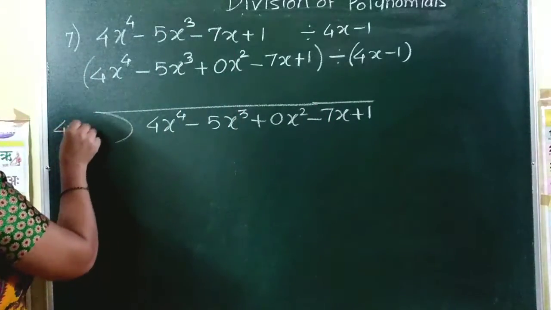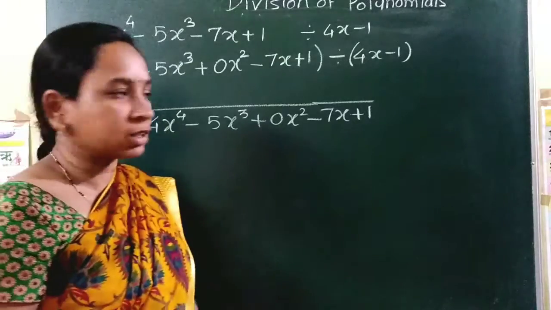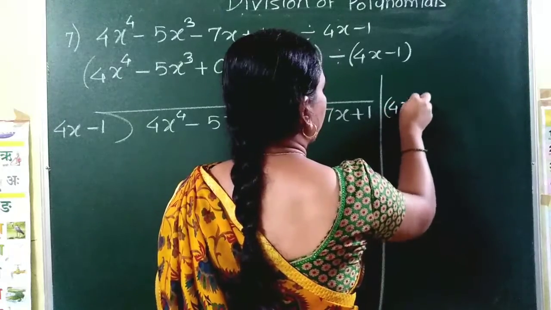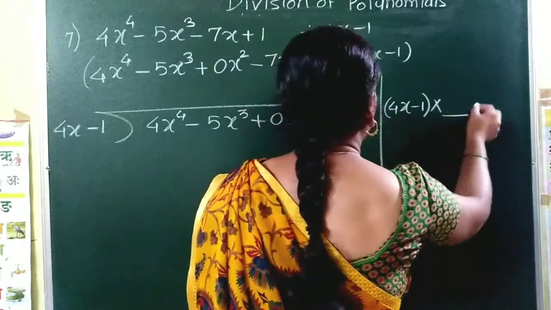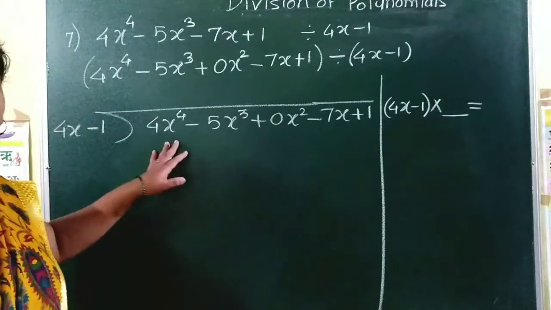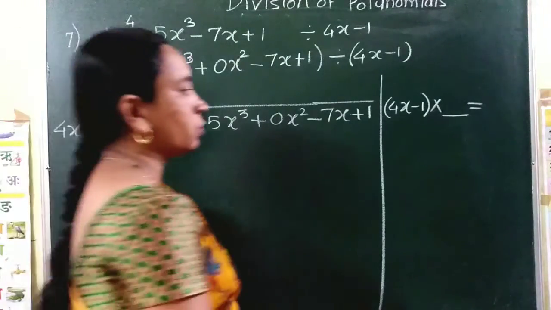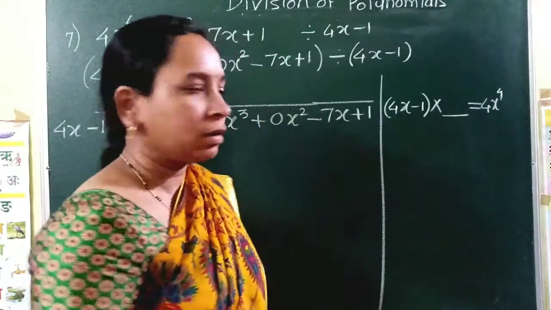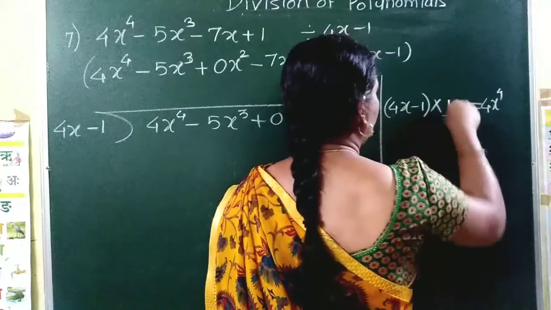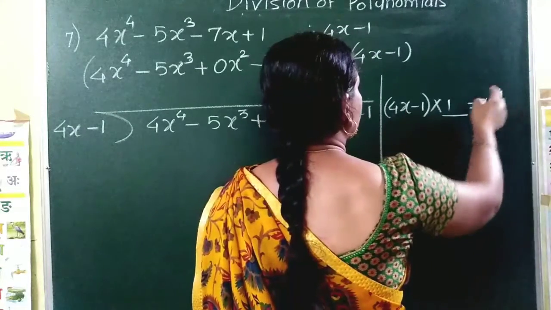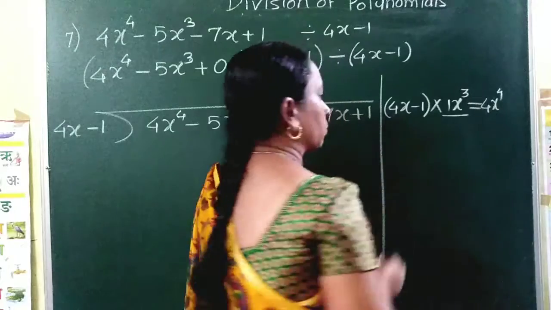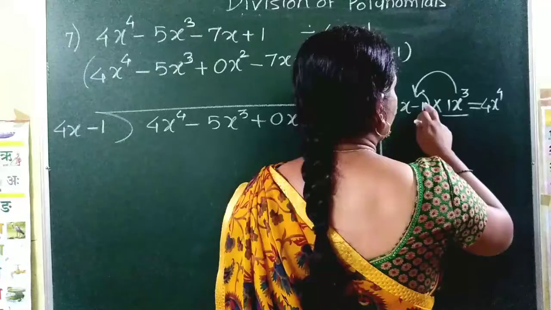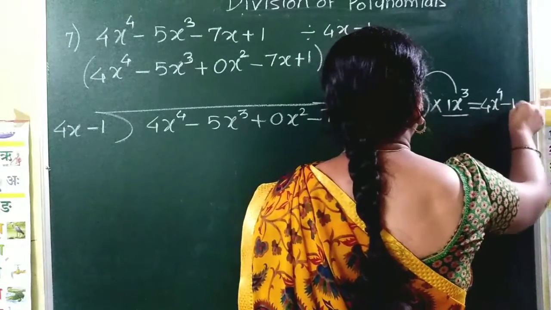Divisor is 4x minus 1, which is in the index form. I will write the divisor 4x minus 1 multiplied by which factor to get the first term of this polynomial. That means 4x raised to 4. So 4x raised to 4. Compare it. So here 4, that means 4 ones are 4. X and here x raised to 4. So I should multiply this by x cube. Then the equation will be balanced. Multiply to the second term. So it is minus 1 ones are 1 x cube.